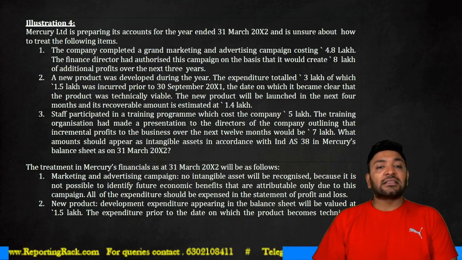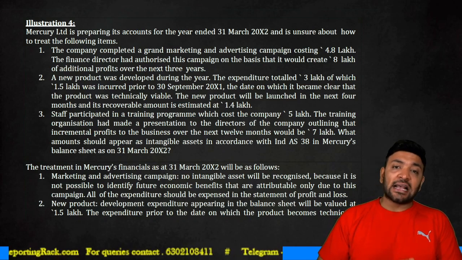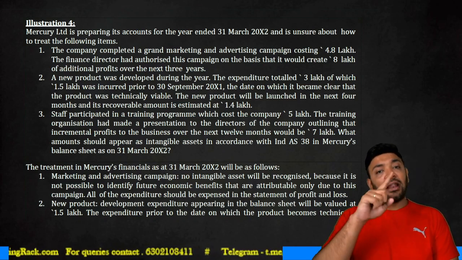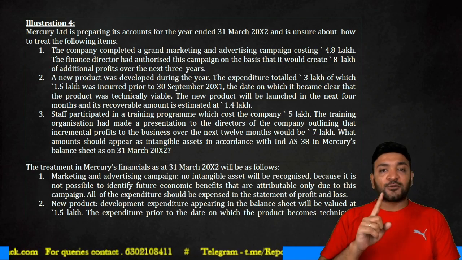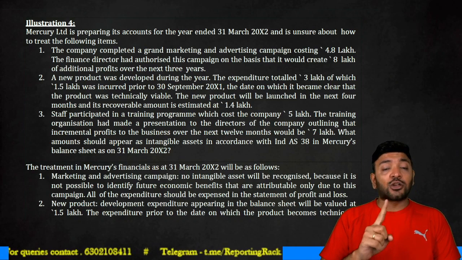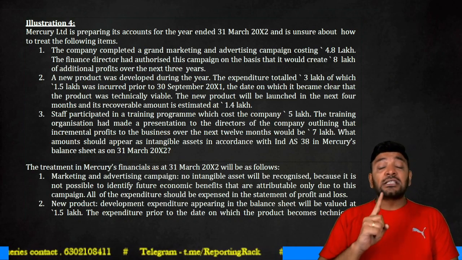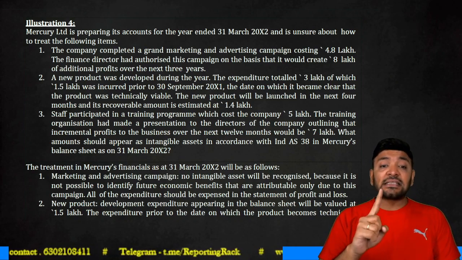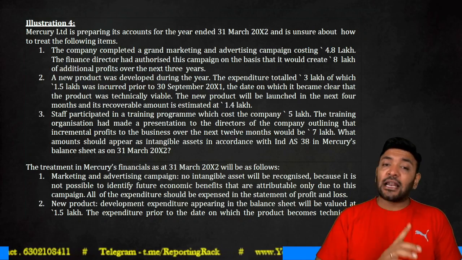So what is your final answer? 1.5 lakh charged to P&L as research expenditure. 1.5 lakh capitalized as development expenditure as per Ind AS 38. But however, this 10,000 rupees should be charged to P&L as impairment loss since your recoverable amount is less than the carrying value or capitalized value of the asset.